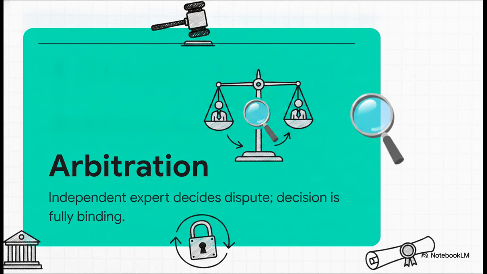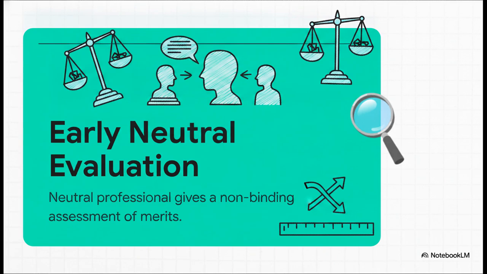Next up is arbitration. Now, do not confuse this with mediation. In arbitration, an independent expert or a panel actually decides the dispute for the parties. The really critical distinction here is that the outcome of arbitration is a fully binding decision. Once the arbitrator makes their ruling, it is enforceable in the courts, exactly as if it were a formal court judgment. No backing out.